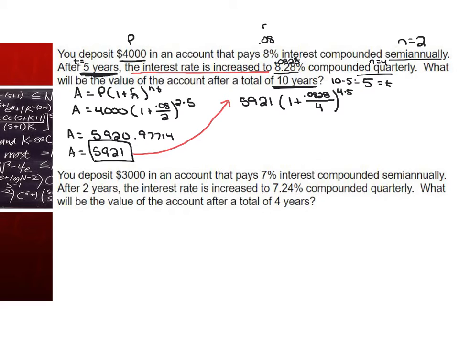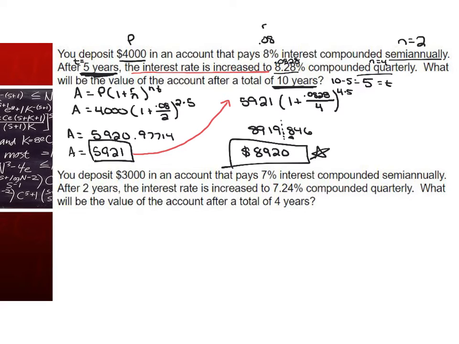I type that whole thing in my calculator, and I get $8,919.846. Rounding to the nearest whole dollar, I look at this 8, and that says this has to round up, so 1 up from 8,919 is $8,920. This is my final answer.